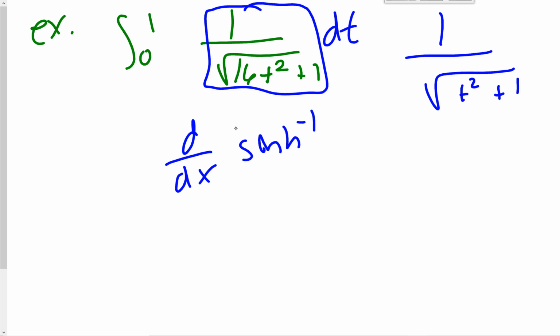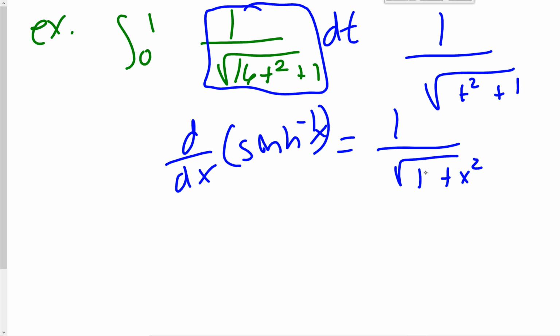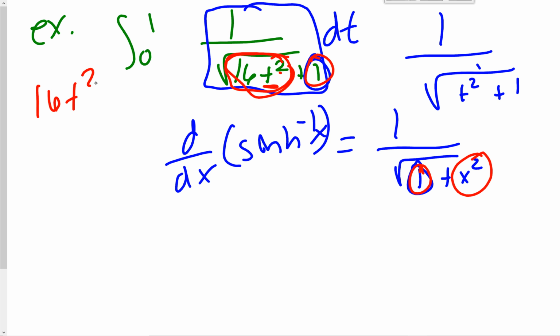the derivative of that, with an x in there, is 1 over the square root of 1 plus x squared. So it has a 1 over the square root of something, which my answer does. And then it has a 1, which mine does, and it has an x squared. But I have a 16t squared, but it is still something being squared. So how can I rewrite this 16t squared as just something squared? Well, I can take that 16 and rewrite it as 4 squared, and t is being squared. So I could rewrite this as 4t being squared.